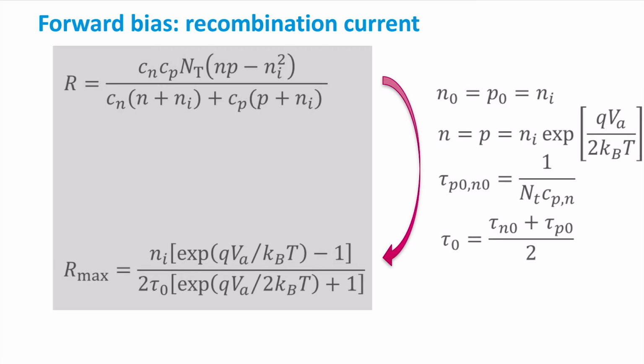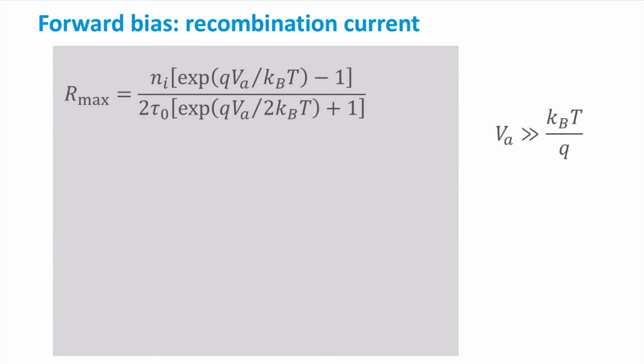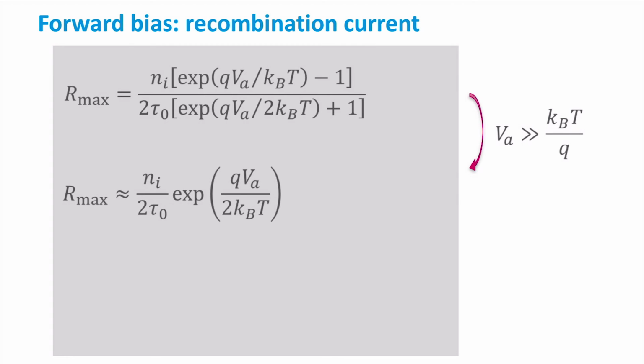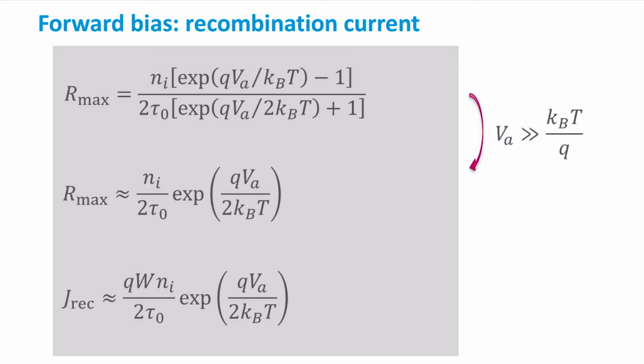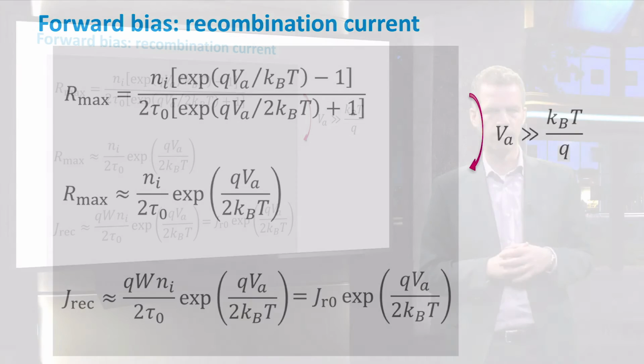This leaves us with the following equation, which is the maximum recombination rate in the space charge region under forward bias. Simplifying this equation further by assuming that the bias voltage VA is much larger than the thermal voltage given by kT/q, leaves us with the following equation. We can use this recombination rate to calculate the recombination current density in the same way as we calculated the generation current density, leading to the following relation, and we can simplify this by defining the term in front of the exponent as the saturation current for recombination.